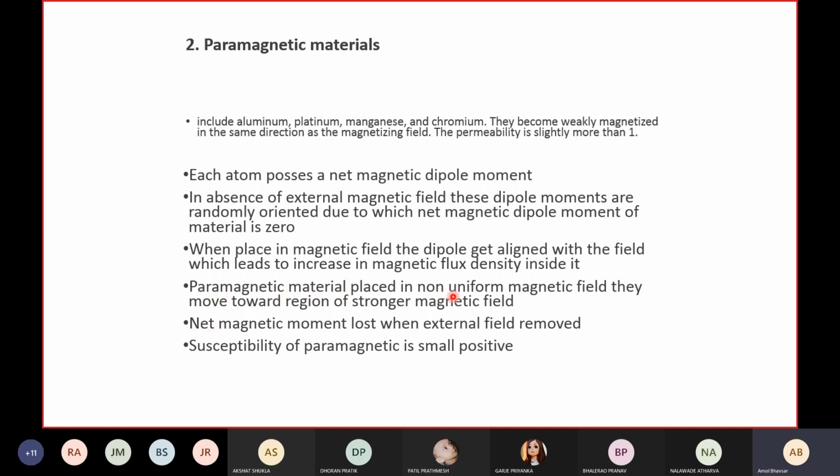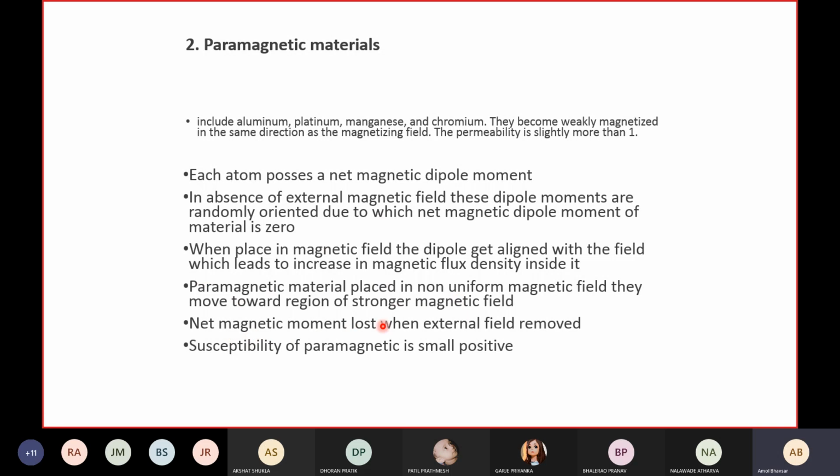Paramagnetic material placed in a non-uniform magnetic field moves towards the region of stronger magnetic field. So field lines are able to pass through this material. In a diamagnetic material, field lines are not able to pass, but these materials allow some magnetic field lines to pass through them.